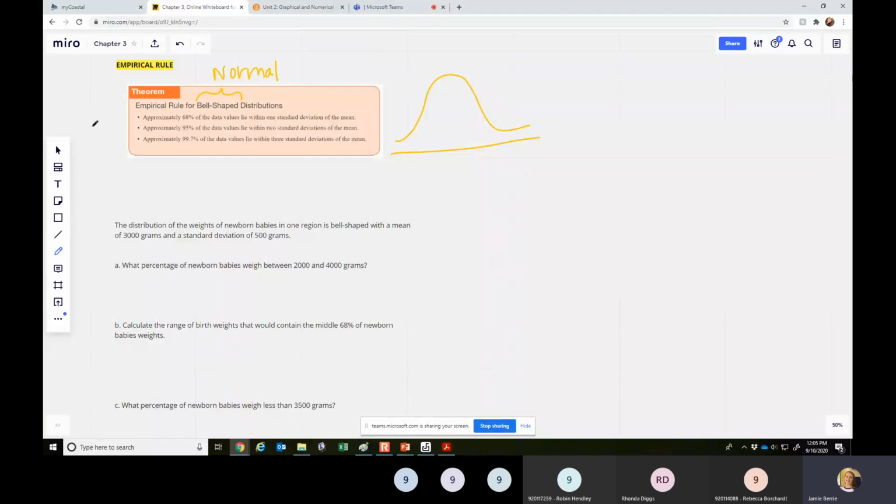So let me draw you a picture to show you what this means. All right, so I'm going to try to draw a bigger bell-shaped distribution. Let me try again.